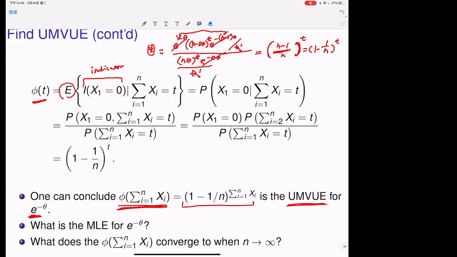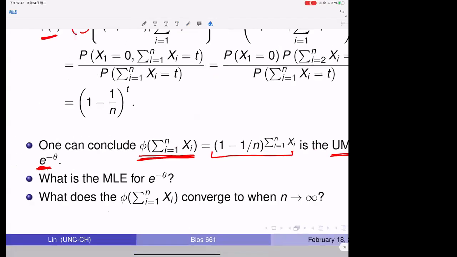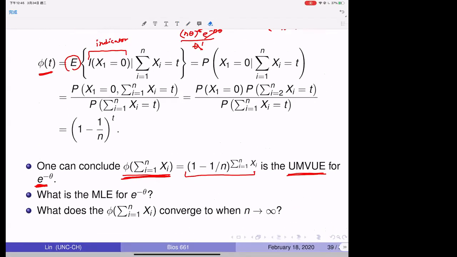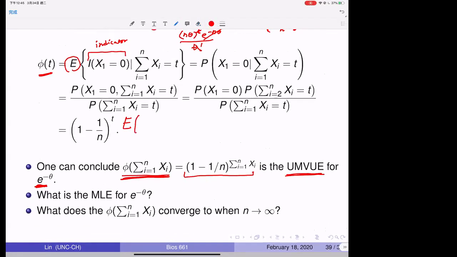Okay, it's actually not that difficult if you know how to handle expectation. So right here, the expectation. You have 1 minus 1 over n, raised to the summation of xi. Can I directly show that this is exponential minus theta? How do I show that? Really, just using the properties of expectation, right?